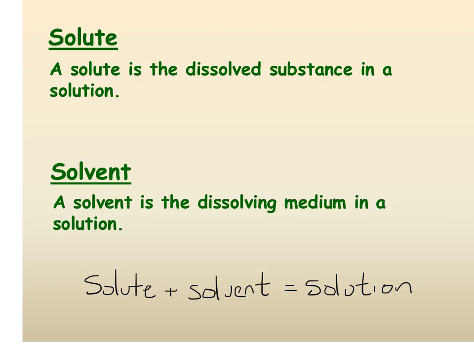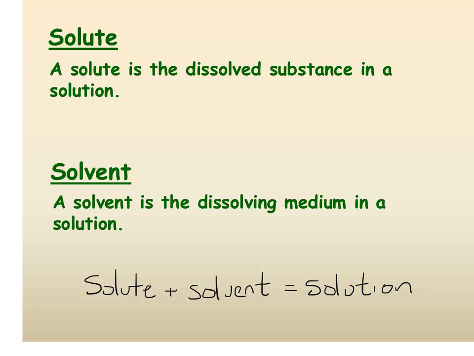You can't have a solution without a solute and a solvent. A solute is what is being dissolved in the solution. A solvent is what does the dissolving. It's the dissolving medium. So a solvent dissolves a solute.